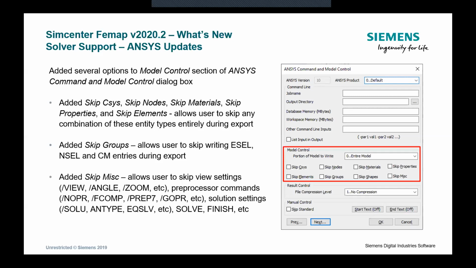This just allows you to skip things like view settings, preprocessor commands, solution settings, and other commands such as solve and finish. Essentially, when you use the skip misc here, it's almost like writing you out a bulk data file in Nastran terms, but you're doing it with ANSYS.